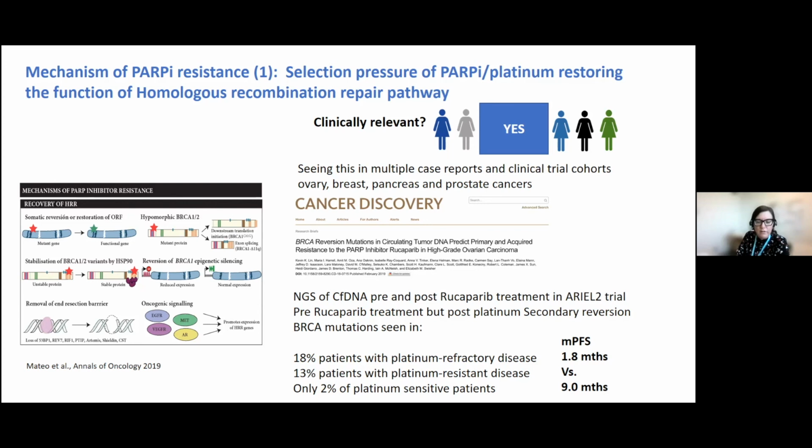You can't see this because it's at the bottom of the slide. But post-treatment with rucaparib, there were also reversion mutations picked up. So these were seen pre-treatment and post-treatment as a response to treatment pressure.